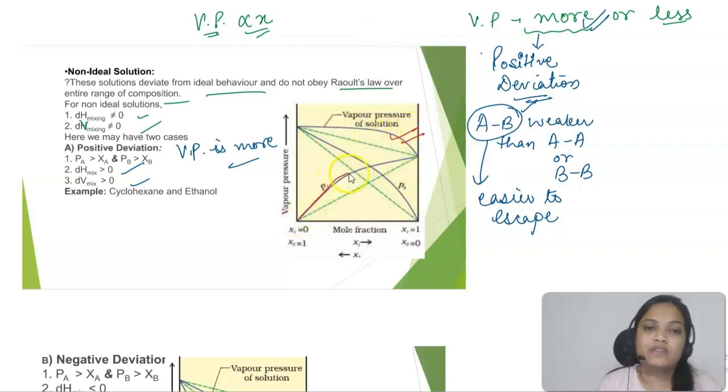There is this positive deviation like this. From the dotted line, we can see the positive deviation. Now, what is the example? Example is cyclohexane and ethanol. You can write ethanol and acetone.